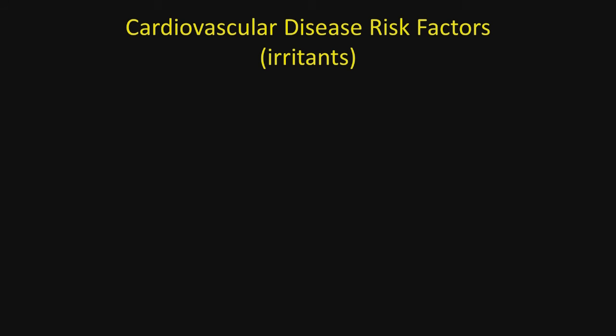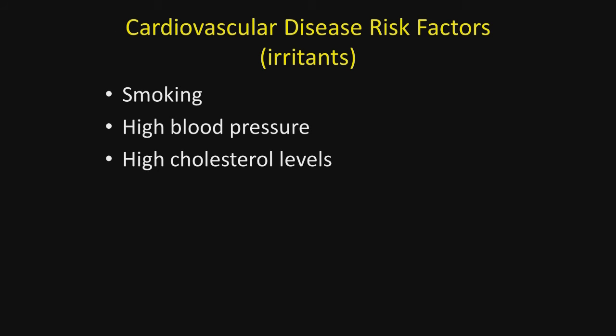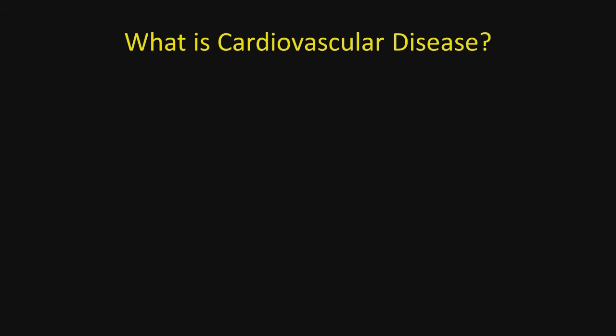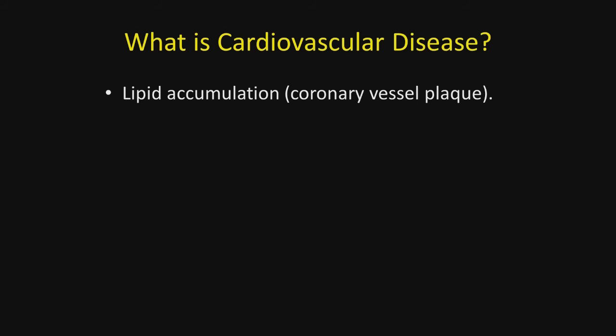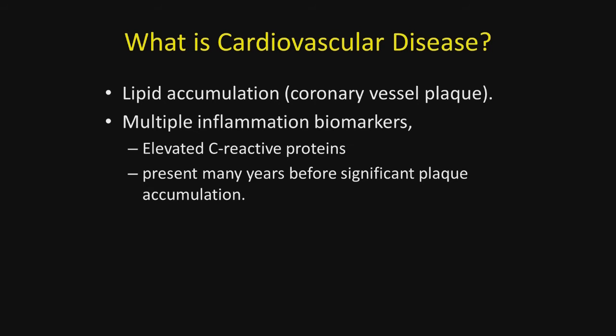Cardiovascular disease risk factors are the irritants in that. There's smoking, high blood pressure, and high cholesterol levels. These are all the risk factors, but also the irritants that lead to cardiovascular disease. What is cardiovascular disease? It means there's lipid accumulation, coronary vessel plaque, and there are multiple inflammatory biomarkers, including an elevated C-reactive protein, and cardiovascular disease, plaque accumulation, is present for many years before significant plaque accumulation is found.